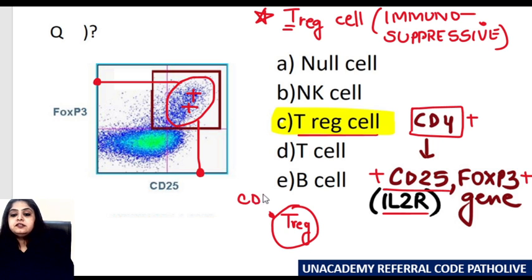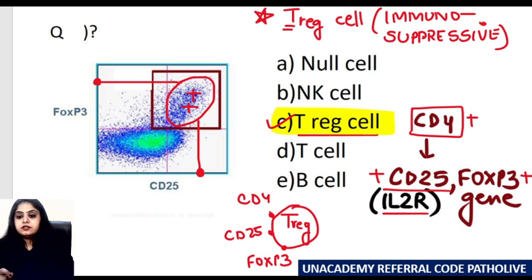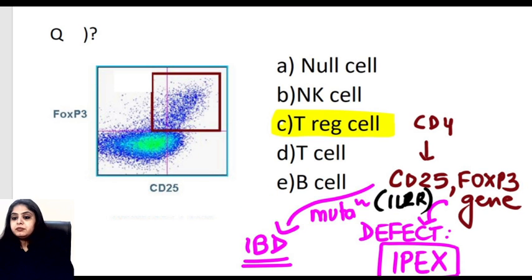It is definitely a CD4 variety, but additionally it also has CD25, and the gene which is responsible is FOXP3, and that is why the cells were showing both, and that is why I call them T regulatory cells. What kind of an action do they have? They have an immunosuppressive kind of an action. If I ask you the diseases associated with it, meaning if someone has a FOXP3 gene defect, what is the syndrome that the patient has? The patient lands up with IPEX.